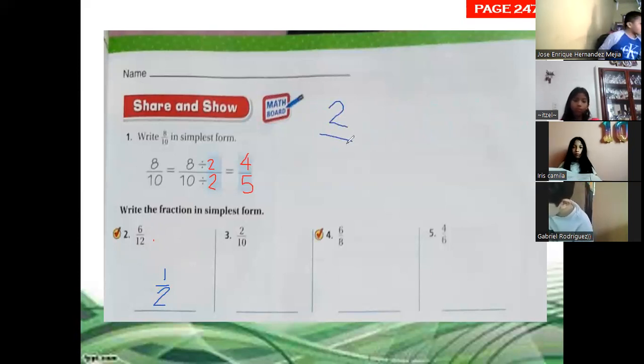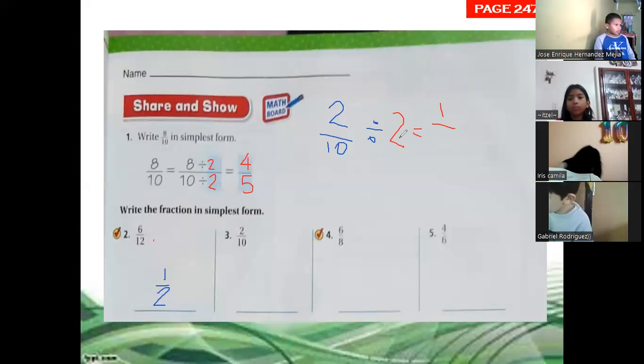2/10. I have to start dividing by what number? By 2, exactly. I have to start with the least number. 2 divided by 2, 1. 2 lempiras for 2 children, 1 lempira each. And 10 lempiras divided into 2 kids? 5 lempiras. This one, I cannot continue dividing because my numerator is 1. 1/5. Next one.